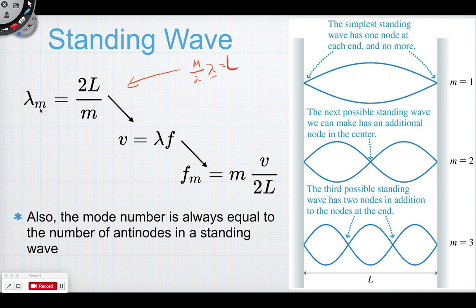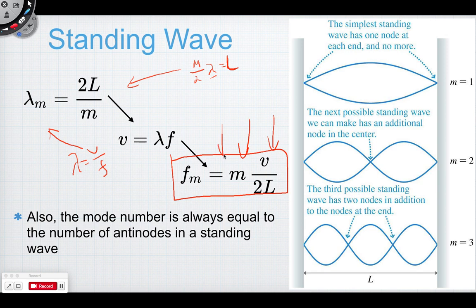So this is a wavelength for a certain mode. If I combine these two equations and solve for wavelength, I'm really doing v over f, plugging that in here, and then solving for frequency. Then I get this. It's a derivation, but this is really the main show right here that we will look at and talk about.